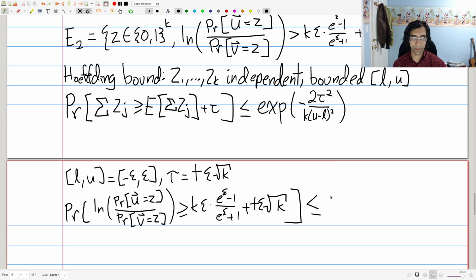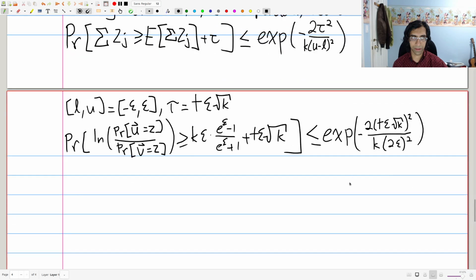And just plugging this all in here, this is going to be less than or equal to exp of, well, let's just write it out, t epsilon square root k squared over k times u minus l. So this is going to be 2 epsilon squared. And if you work it out, there's a 2 and a 4. So this becomes a 2 in the denominator, the 2 epsilon squareds cancel, and then also these root k's cancel. And then this just becomes t squared over 2.